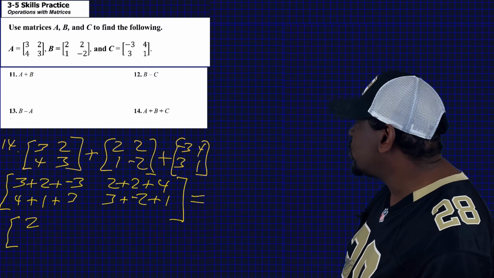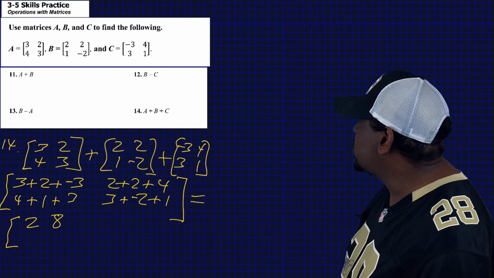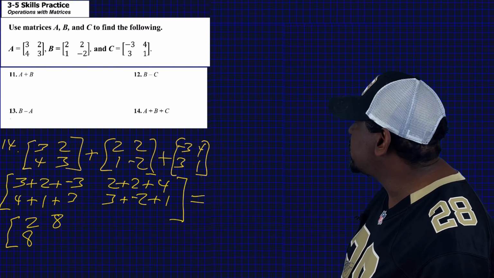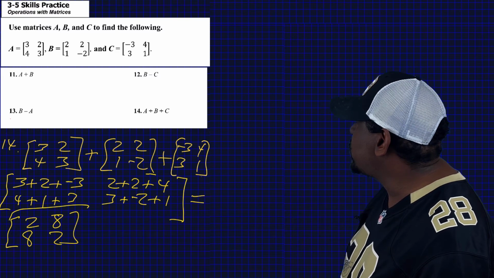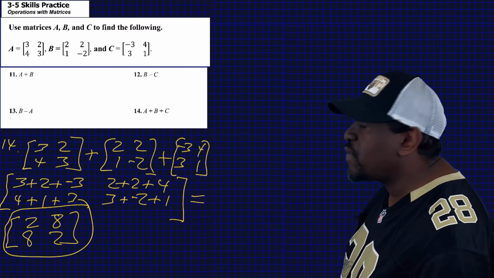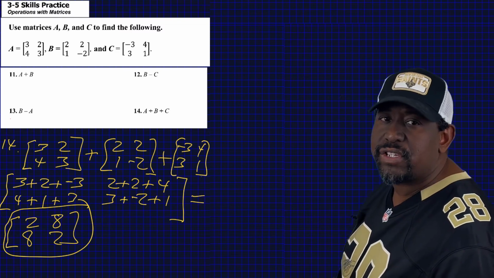So again, we can go from left to right. 3 plus 2 minus 3 is 2. 2 plus 2 is 4, plus 4 is 8. 4 plus 1 is 5, plus 3 is 8. And 3 plus 1 is 4, minus 2 is 2. And so that will be our final matrix right there. First row is 2, 8. Second row is 8, 2.